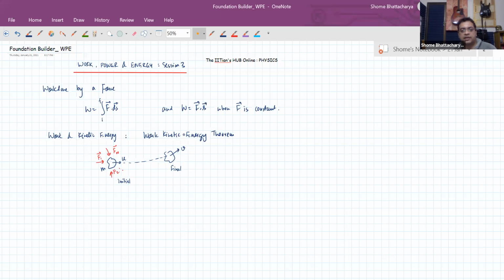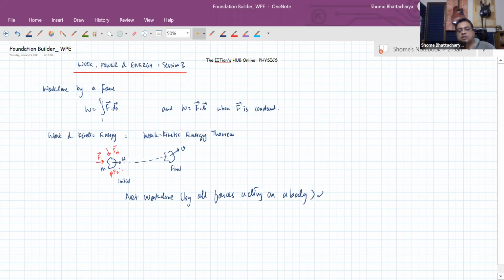So the statement of the work kinetic energy theorem is that the net work done by all forces acting on a body equals the change in its kinetic energy. We'll come to the formula for this also, and how we describe kinetic energy. So the net work done equals the change in kinetic energy. This is the statement of the work kinetic energy theorem.